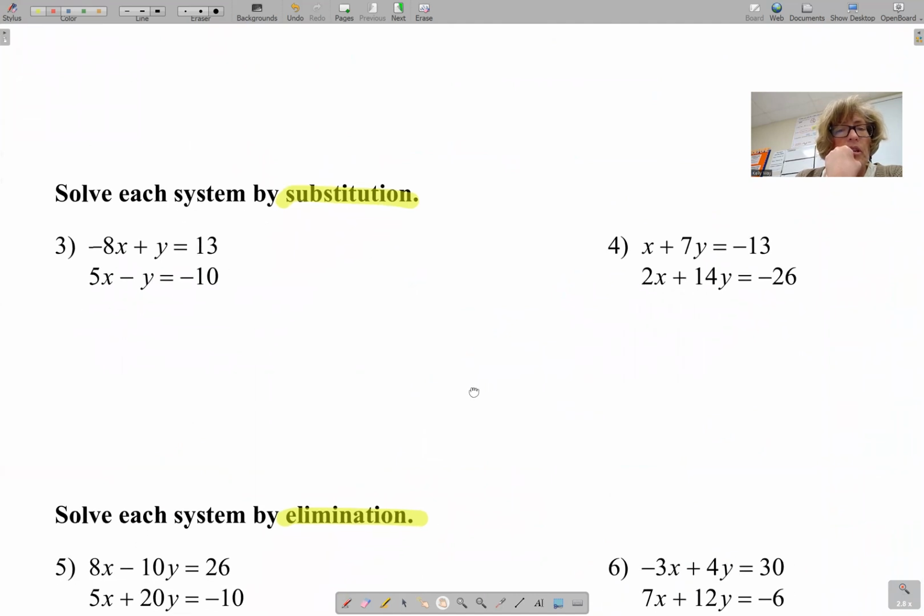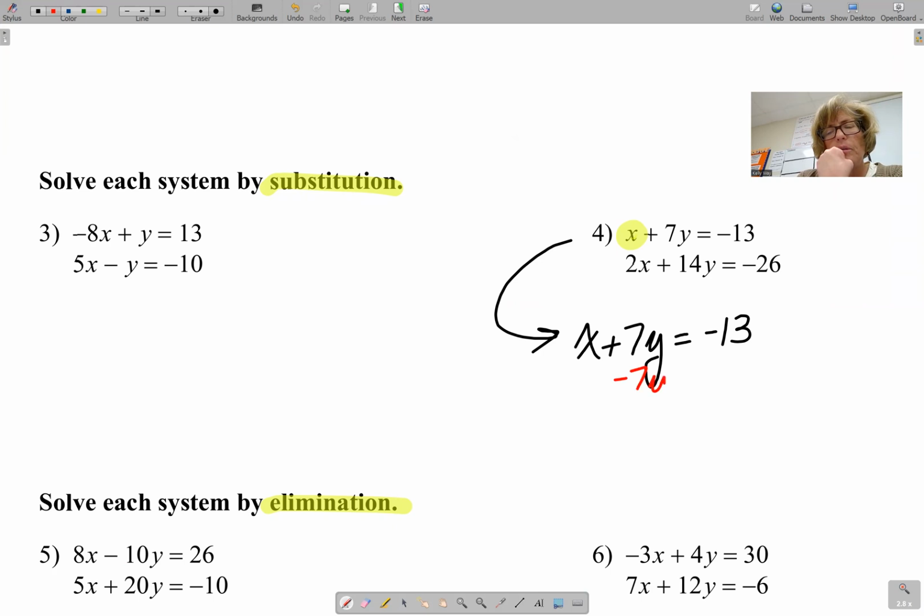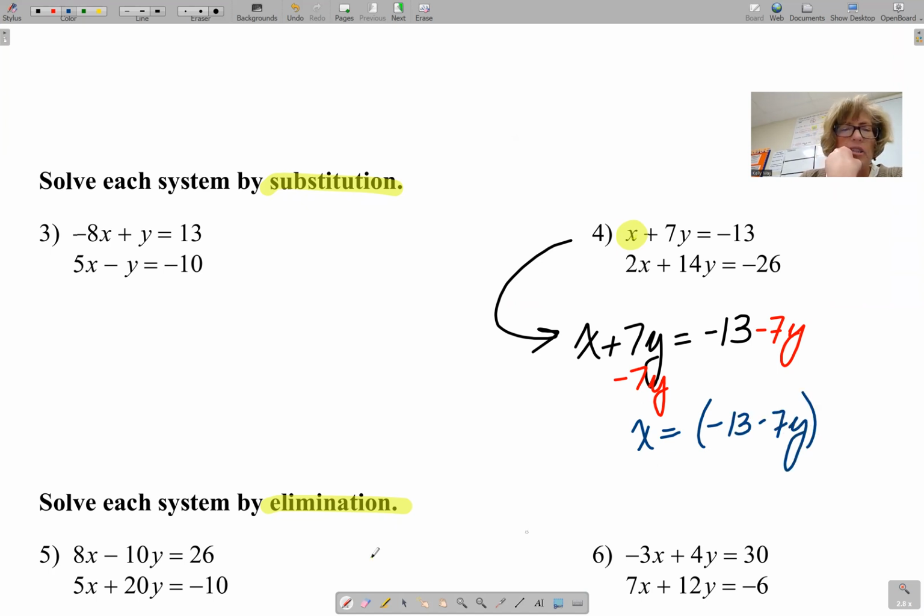Substitution. Step 1 in substitution is to isolate a variable from one of the equations. And it's best to try to find a variable in which it's already almost all by itself, which that x is almost by itself. So I'm going to bring that down here. And I have x plus 7y equals negative 13. So you isolate the x. So now we have a definition of x as being negative 13 minus 7y. That is the definition of x.